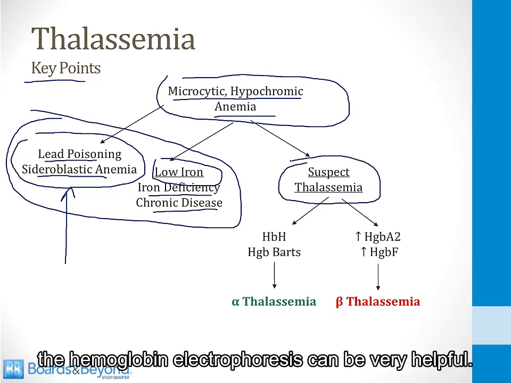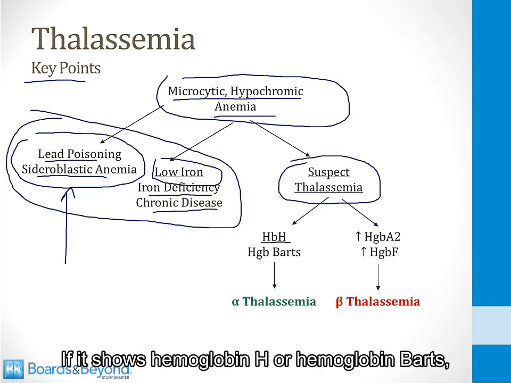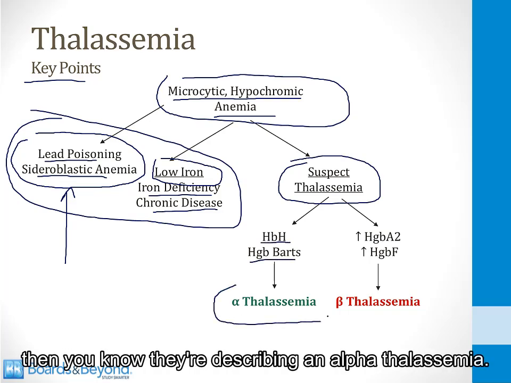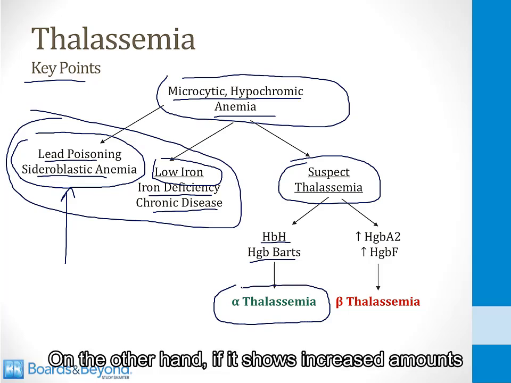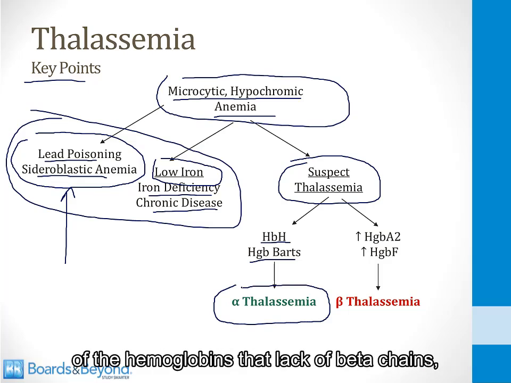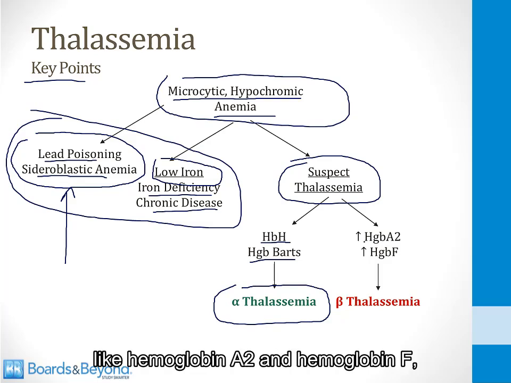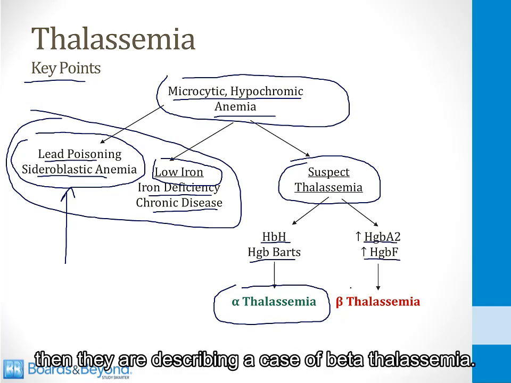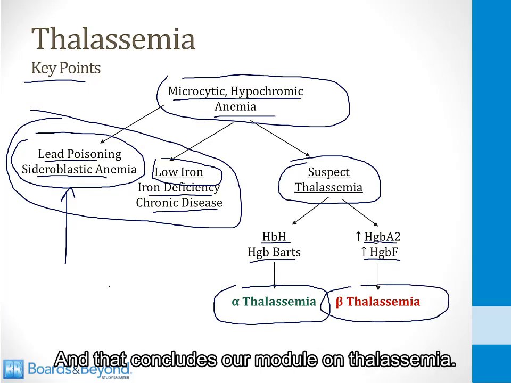And when this is the case, the hemoglobin electrophoresis can be very helpful. If it shows hemoglobin H or hemoglobin Bart's, then you know they're describing an alpha thalassemia. On the other hand, if it shows increased amounts of the hemoglobins that lack beta chains, like hemoglobin A2 and hemoglobin F, then they are describing a case of beta thalassemia. And that concludes our module on thalassemia.